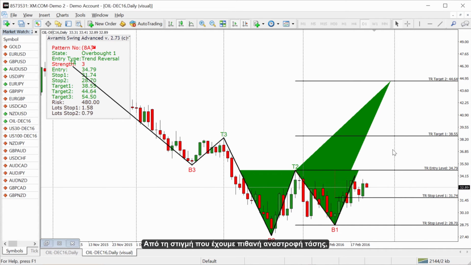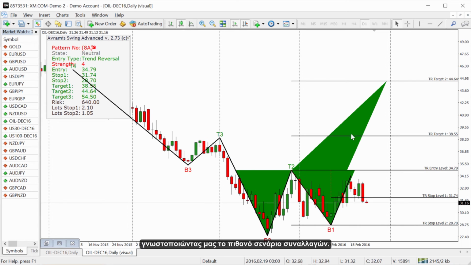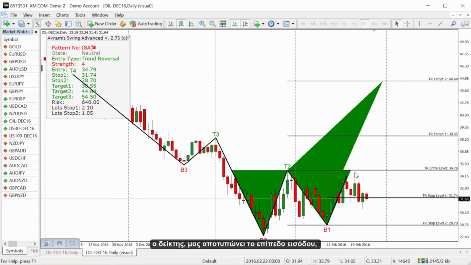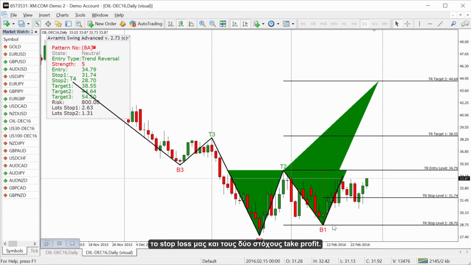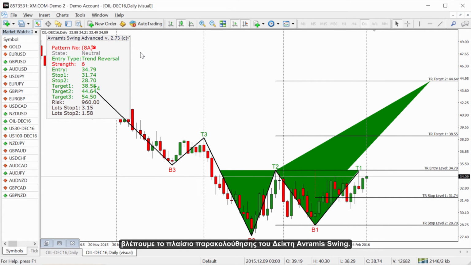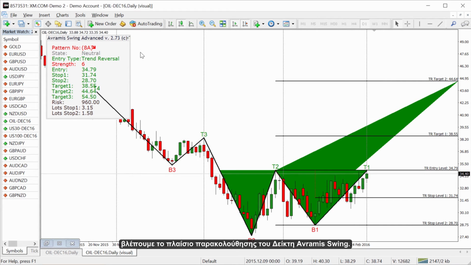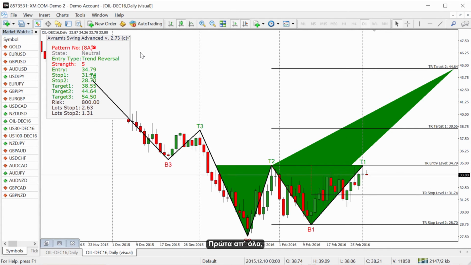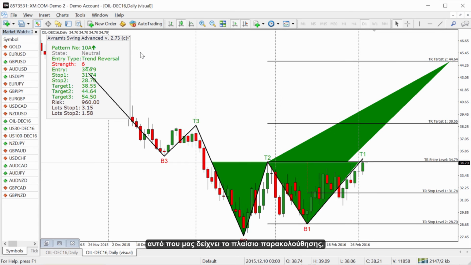Once we have a possible trend reversal, the indicator will show us the green triangles, making us aware of the possible trading scenario. Now, as we can see, the indicator is outlining to us our entry level, our stop loss, and our two take profit targets. Now, if we look in the top left-hand side of the chart, we can see the monitor panel of the Avramis swing indicator. First and foremost, what the monitor panel is showing us is the pattern number that the market is in.